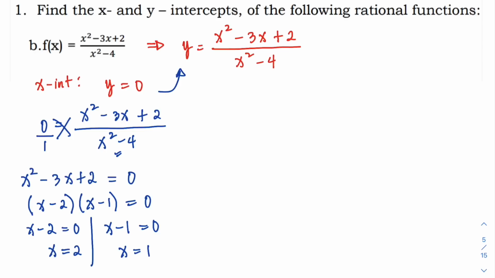Okay, so kung mapapansin nyo, meron tayong dalawang x-intercepts. Yung isa, x equals 2. Yung isa naman, x equals 1. But, okay, so dito guys, medyo i-take note nyo to. By looking at the denominator of the original function, so ang denominator natin dito is x square minus 4. Tama? So, pag sinubstitute natin si positive 2 dito sa ating f of x, magkakaroon tayo ng 0 denominator. Tama? So, therefore, hindi natin pwedeng gamitin si x equals 2.